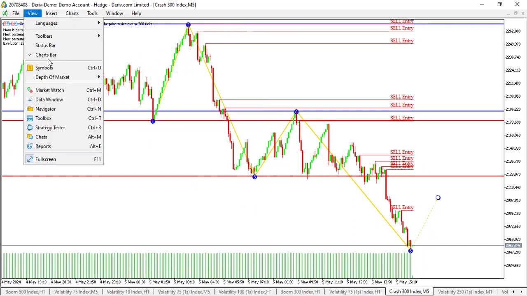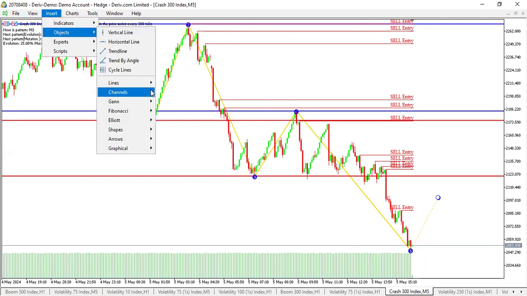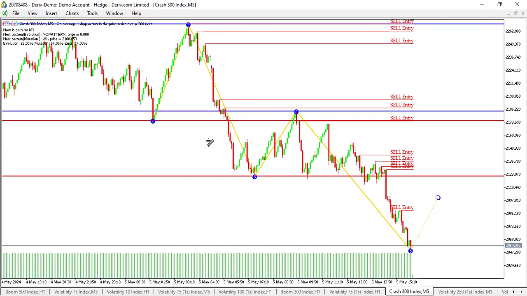Let me draw something visible. Yeah, this is very visible. I want to show you something that is different from a breakout on H1 and a breakout on M5. Can you see the difference? This is a typical example of an ascending channel that was plotted on Crash 300.